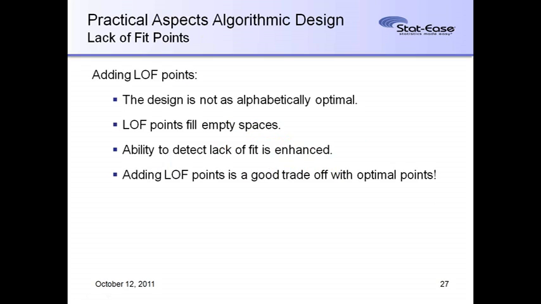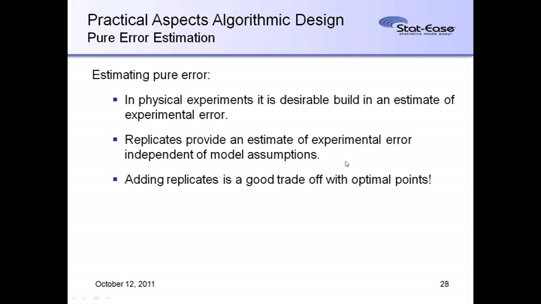Okay. So adding lack of fit points: the design's not as alphabetically optimal. The lack of fit points fill the empty spaces, and the ability to detect whether the model we're designing for actually represents the behavior that we're measuring, which we test through lack of fit, is enhanced. So adding lack of fit is a very good trade-off with picking all the points optimally with our optimal criteria.